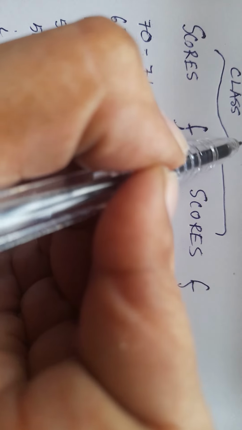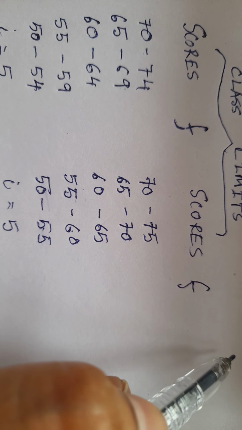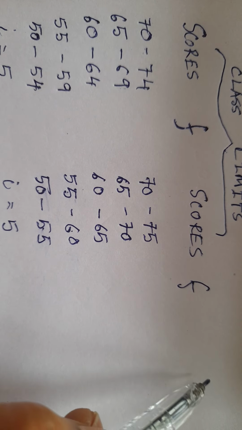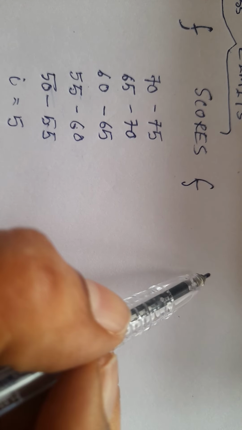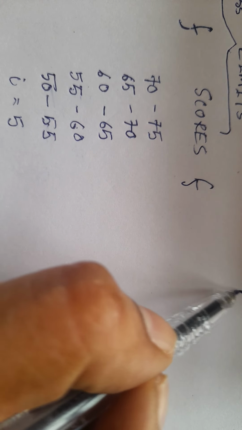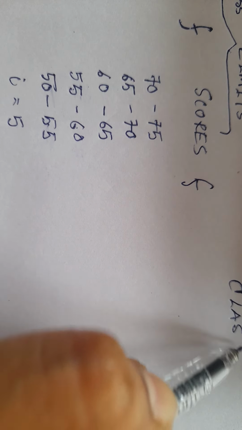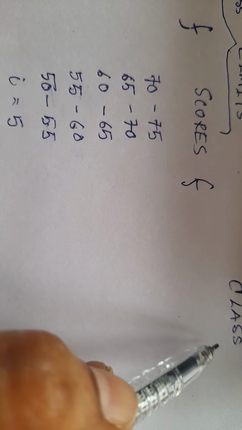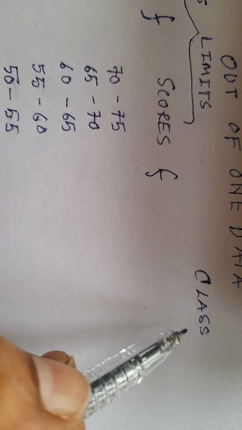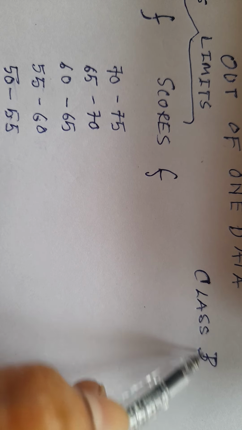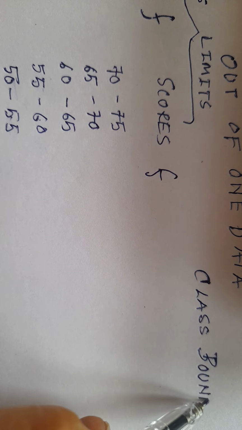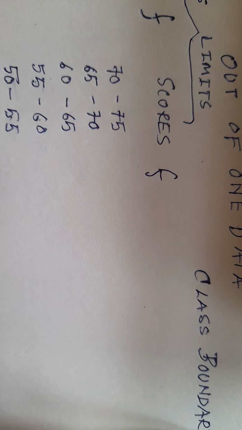Okay, class limits. But the third method, it is showing class boundaries. Okay, so let us see what we do in the third method. Class boundaries. The data is the same. The data remains the same, but you are showing class boundaries here.